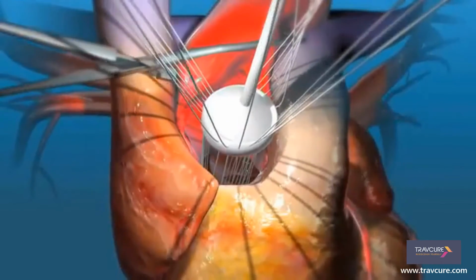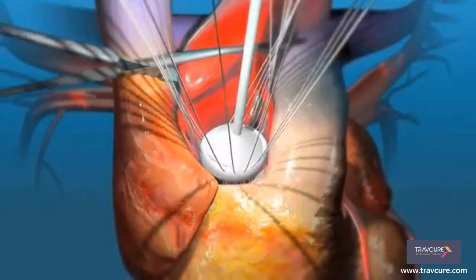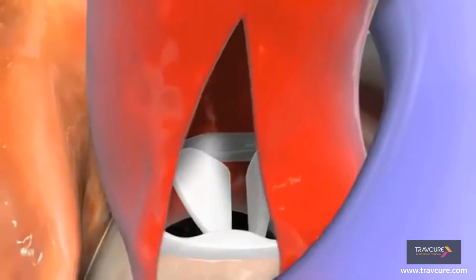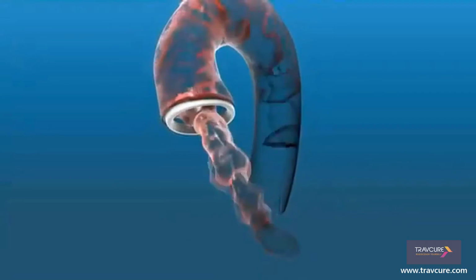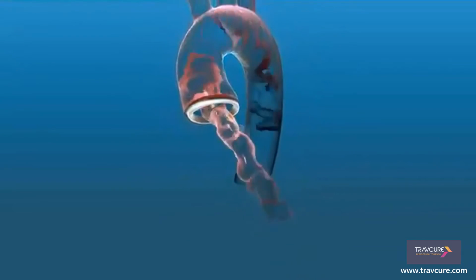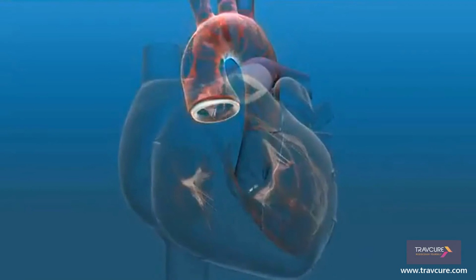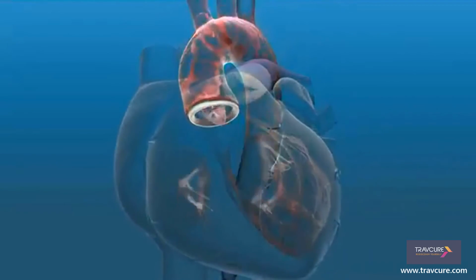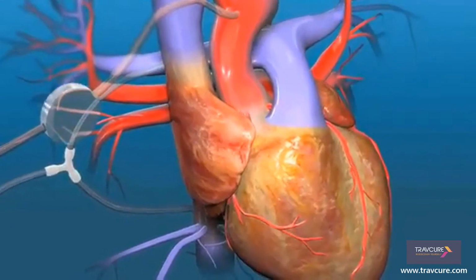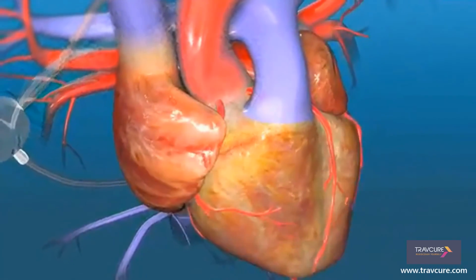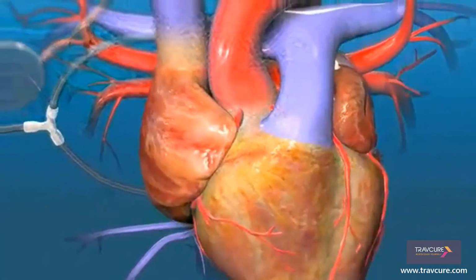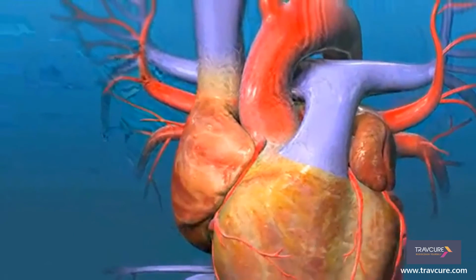Your surgeon will then carefully sew the replacement valve into place and close the aorta with stitches. At this point, blood will again be allowed to flow into your heart to check the function of the new valve. If needed, an electric shock will be given to restart the heart. Once your heart is beating on its own, it will be detached from the heart-lung machine.